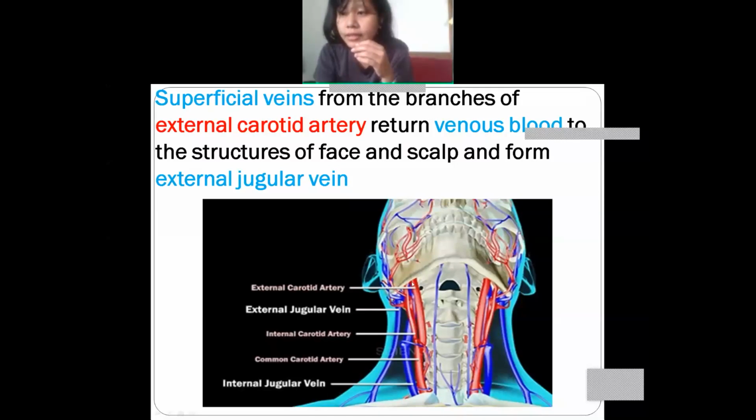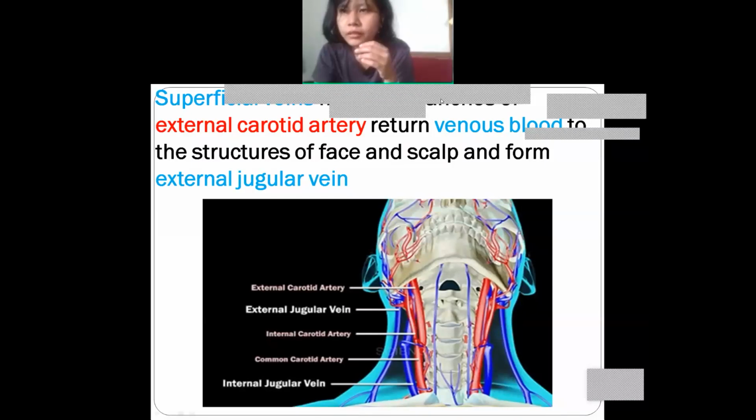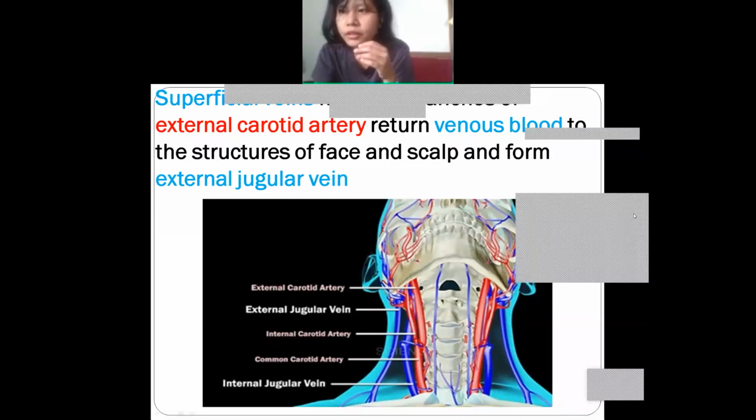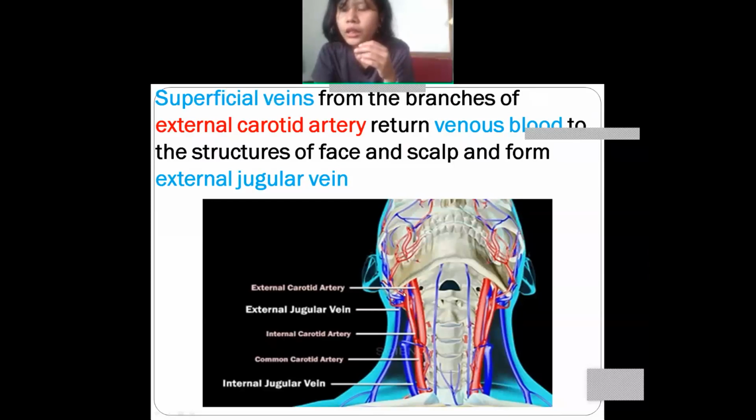And from this external carotid artery, they will return the venous blood, that is the deoxygenated blood, to where? To the face and to the scalp, meaning the head. And finally they will form another vein which is known as the external jugular vein, which is this. Even in the picture you can see now, they are very close to each other. This is the external carotid artery and this is the external jugular vein. So this is about this portion.